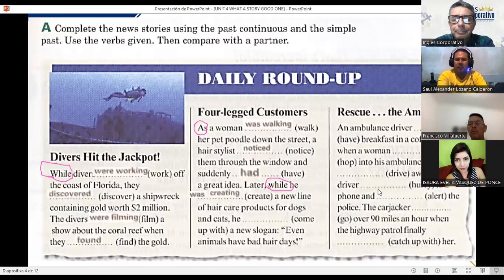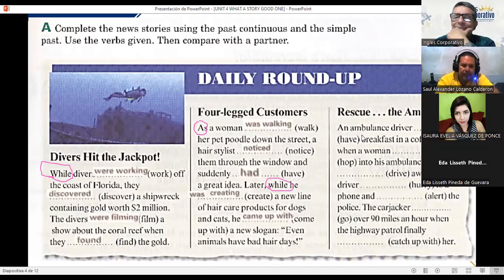Okay. The third story over there is a rescue: the ambulance driver. He was having breakfast in a coffee shop when a woman hopped into the ambulance. Yes. Okay.